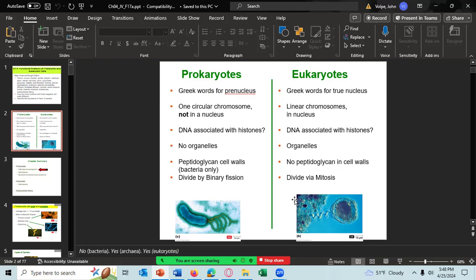So the term prokaryote is actually Greek for pre-nucleus. Literally, it translates to pre-kernel, but they're using kernel for nucleus. And eukaryote is a Greek word meaning true nucleus. The prokaryotes, or at least bacteria, have one circular chromosome. In bacteria, the DNA is not in a nucleus. The eukaryotes have linear chromosomes, and the DNA is in a nucleus.